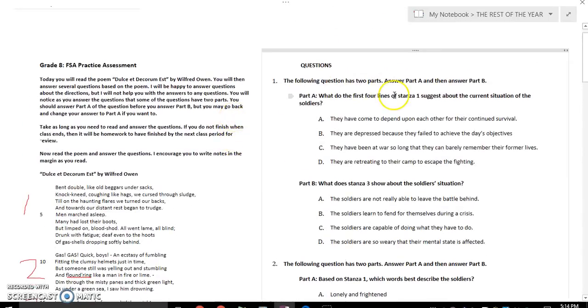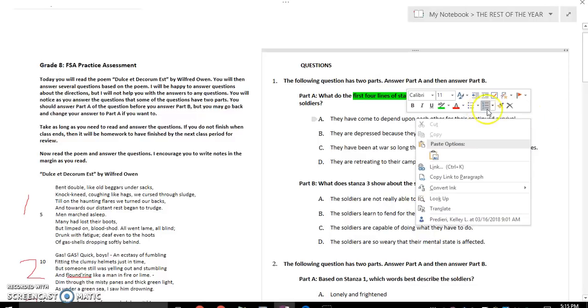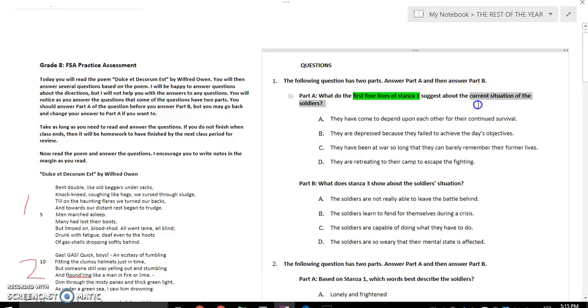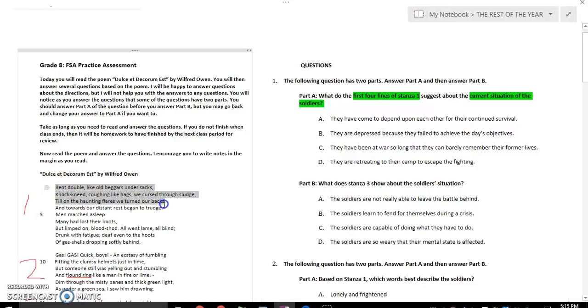So the first thing I'm going to do is highlight the key words in the questions. So question 1 is 2 parts, part A and part B. Part A, what do the first 4 lines of stanza 1, those are the key bits there, suggest about the current situation of the soldiers? So this one's specifically asking us to look at the first 4 lines of stanza 1, which are here. We're going to come back to the question because we need to actually really read the poem, but we're just underlining keywords.